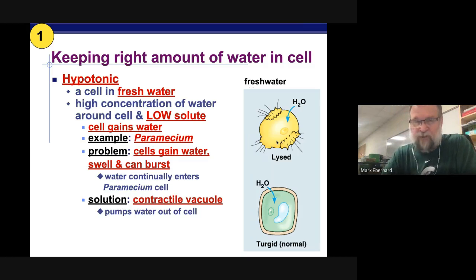swelling up and exploding. Unfortunately, our cells don't have that capability. And therefore, we cannot be continually exposed to a hypotonic environment.